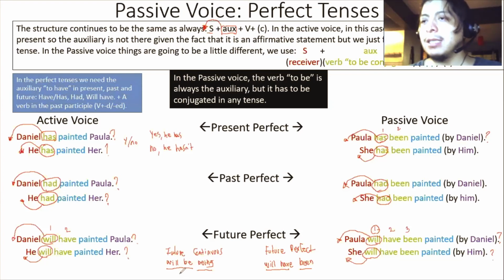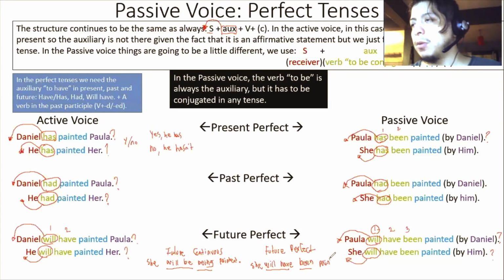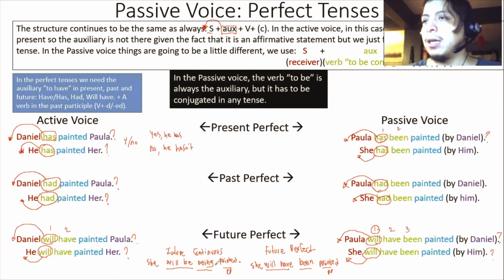Completo, las 3 palabras, es el auxiliar del futuro continuo. She will be being painted. Siempre va en participio. Aquí sería she will have been painted, siempre en participio. Cuando es voz pasiva, siempre es en participio, ¿sí? Siempre es en participio. Y como se dan cuenta aquí, siempre tenemos el auxiliar, es el verbo to be, pero está conjugado dependiendo, bueno, en el futuro perfecto con el auxiliar del futuro perfecto, en el futuro continuo con el auxiliar del futuro continuo, ¿sí?